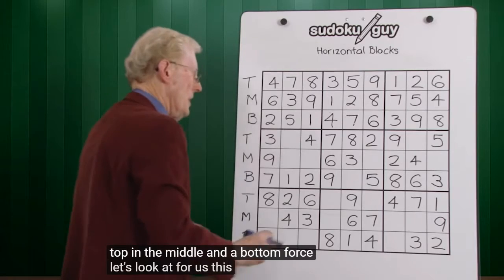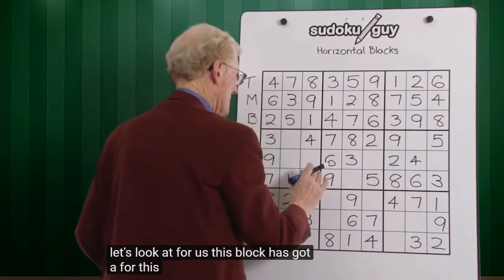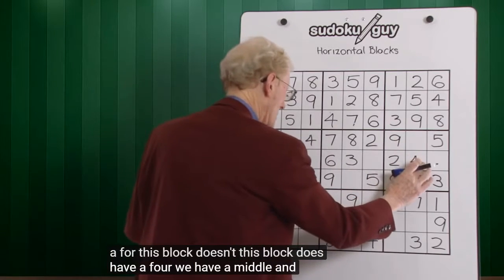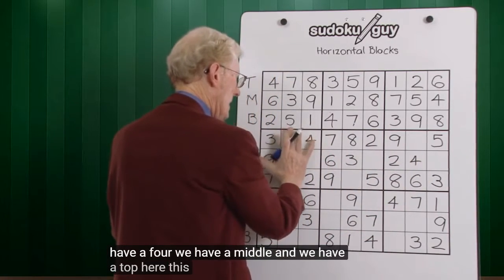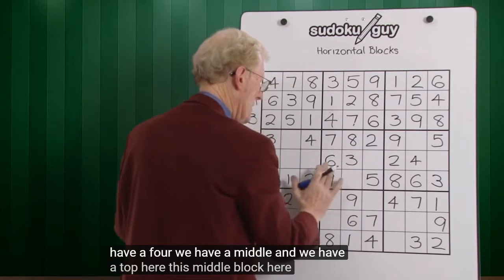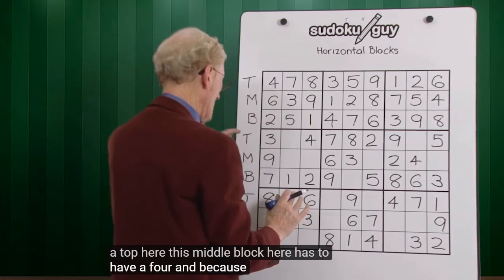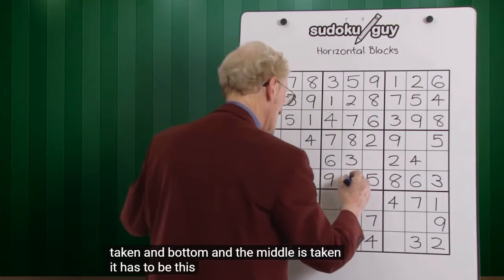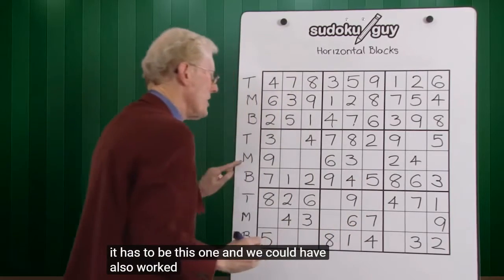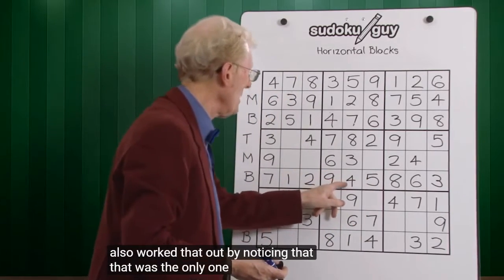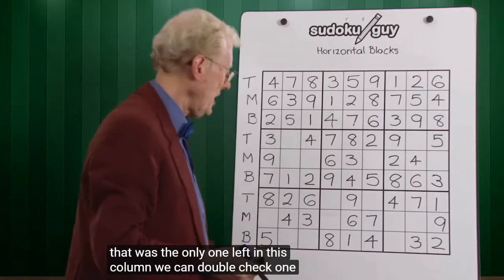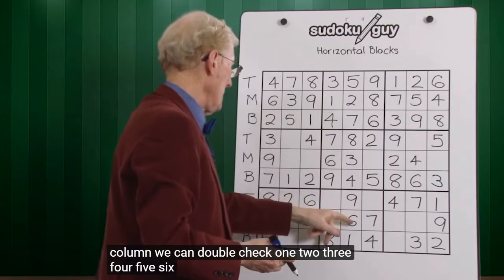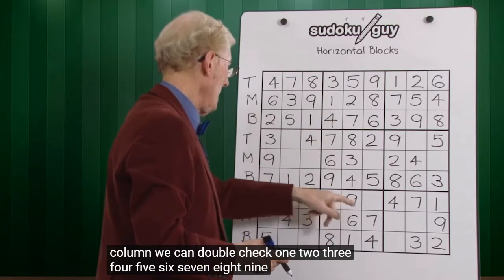4s. Let's look at 4s. This block has got a 4. This block doesn't. This block does have a 4. We have a middle and we have a top here. This middle block here has to have a 4. And because the top is taken, and the bottom and the middle is taken, it has to be this one. And we could have also worked that out by noticing that that was the only one left in this column. We can double check. 1, 2, 3, 4, 5, 6, 7, 8, 9.